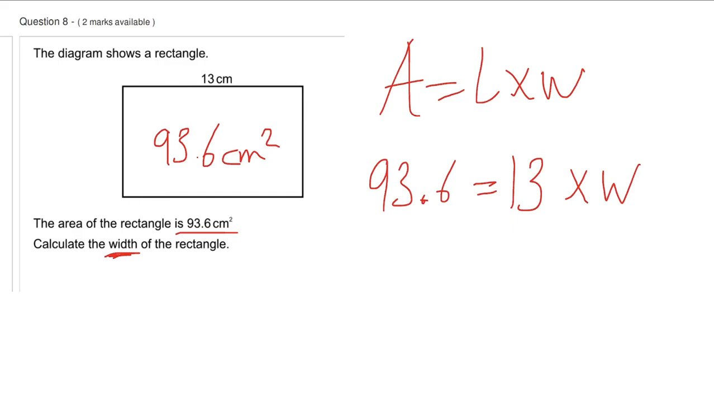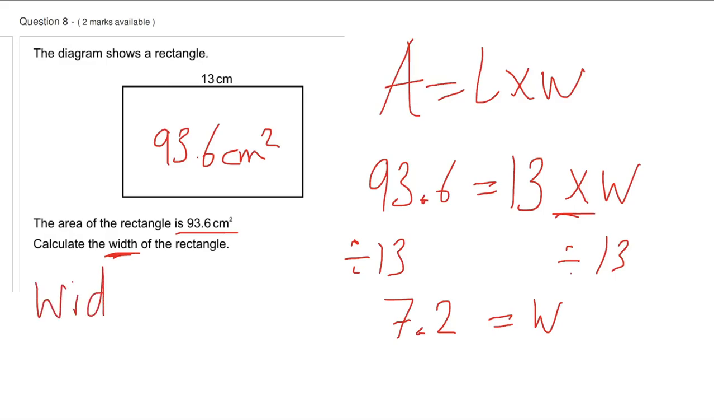So we are going to solve this equation by using inverse operations. On the right hand side, we have multiplication. The inverse of multiplication is division, so we are going to divide both sides by 13. 93.6 divided by 13 is 7.2, and that is equal to W. So our width for that rectangle is equal to 7.2 centimeters.